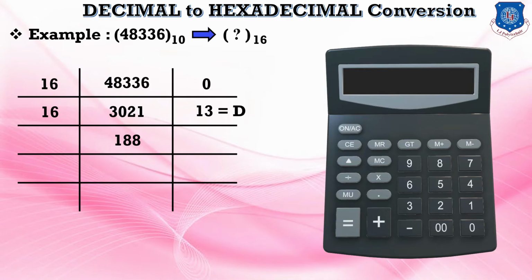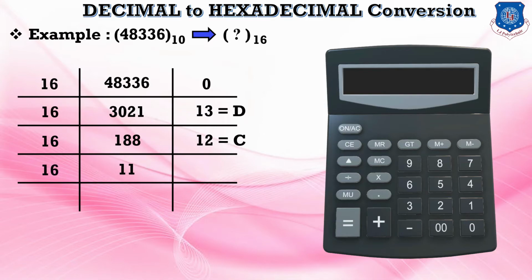In the next step, 188 is divided by 16, then we'll get the answer 11.75. Among this answer, 11 is considered as the quotient, and the remaining term becomes 0.75. This 0.75 is multiplied with 16, then we'll get 12 as the remainder. But we can't write 12, so we replace this 12 with capital C.